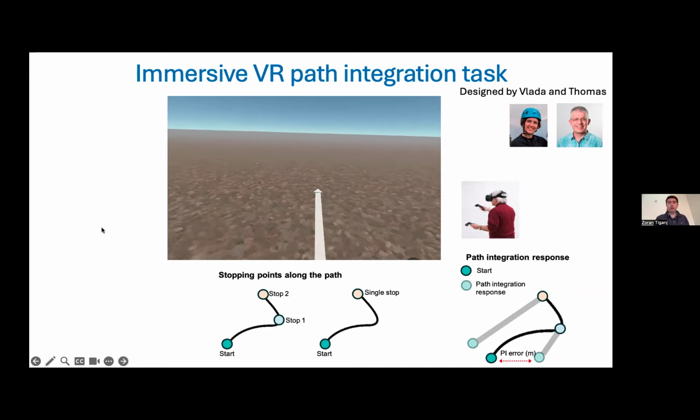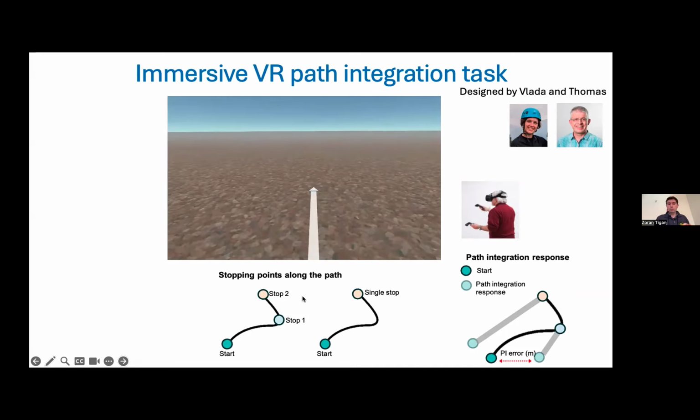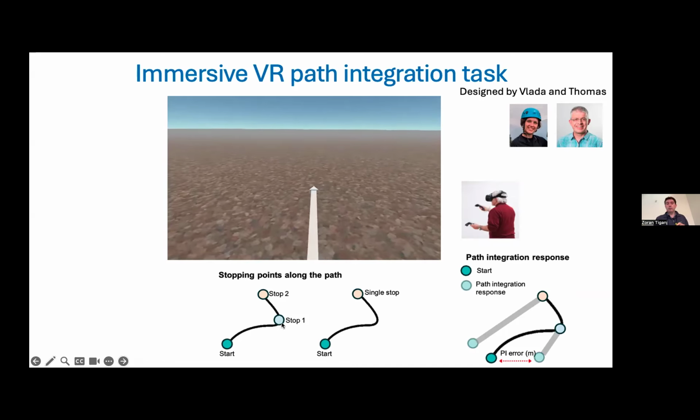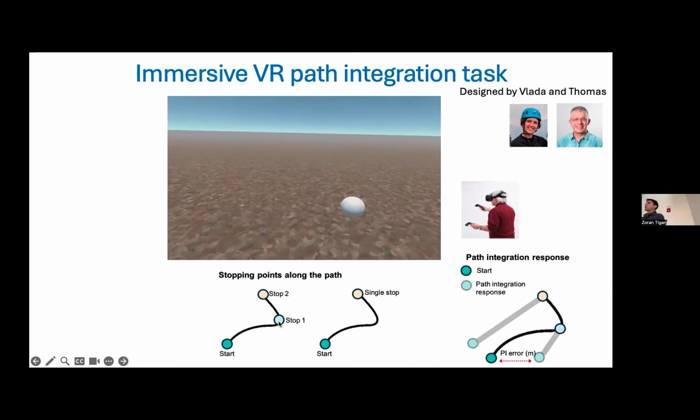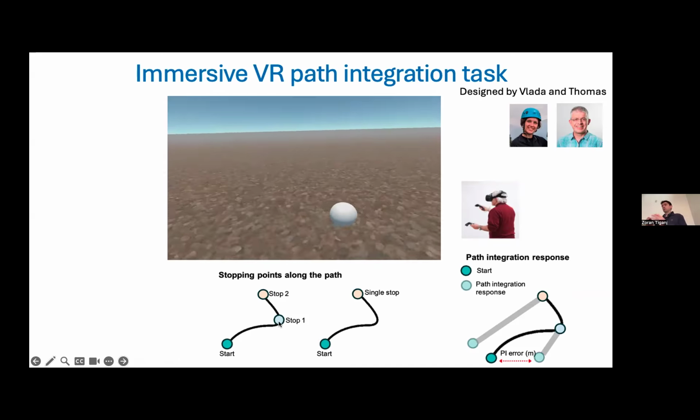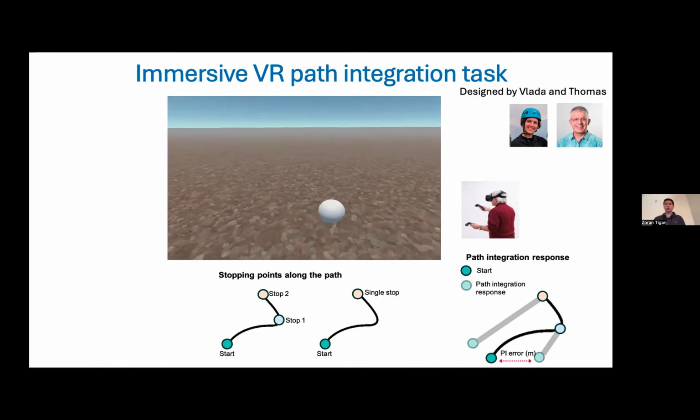There were a couple of different versions of the task, in particular, a version with two stopping points. So there were two points along the trajectory where the participants were asked to stop and point to the start location.